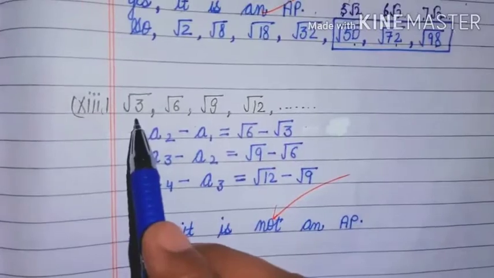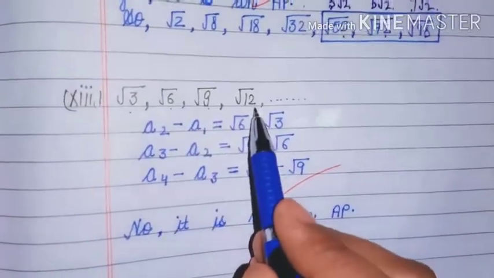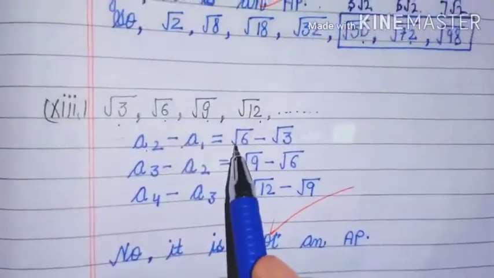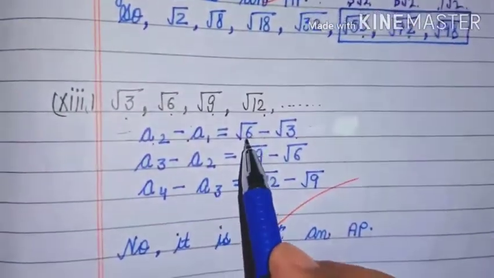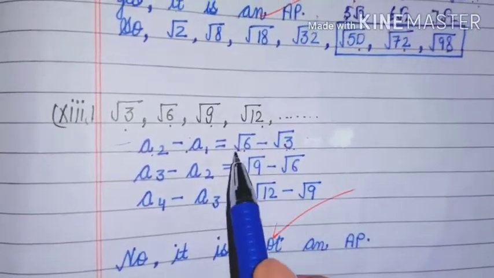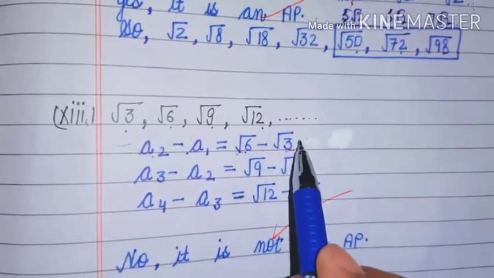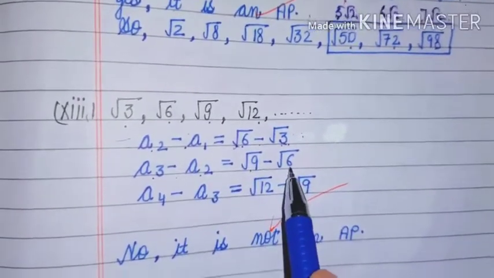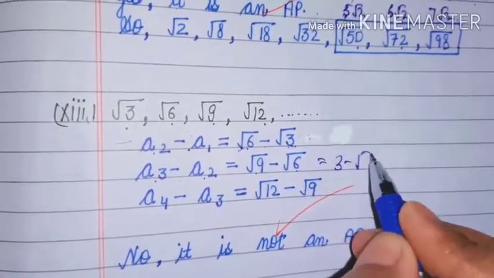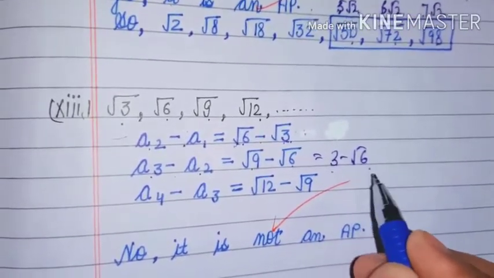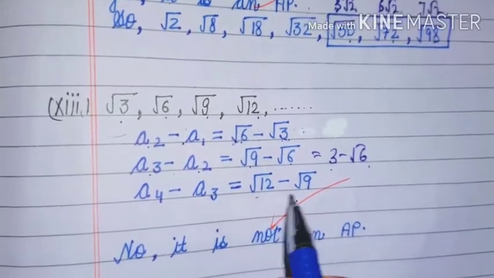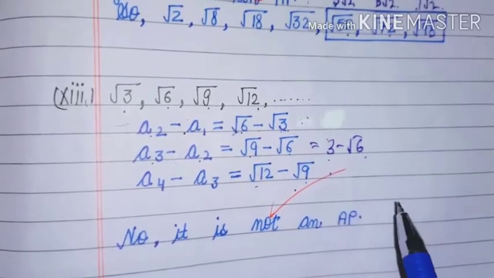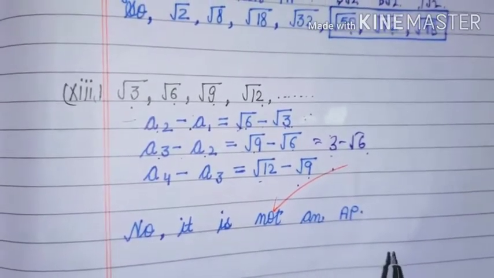Next is root 3, root 6, root 9 and root 12. Here a2 minus a1 you will find, then root 6 minus root 3. But root 6 and root 3 both are unlike terms. We cannot subtract them, so this remains as it is. Now a3 minus a2, so root 9 minus root 6, you can write 3 minus root 6. Here also both are unlike terms, you cannot solve. In third case also both are unlike, you cannot solve. So all three D are different, beta, it means this is not an AP.